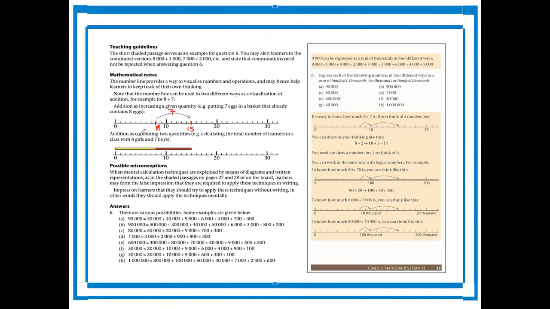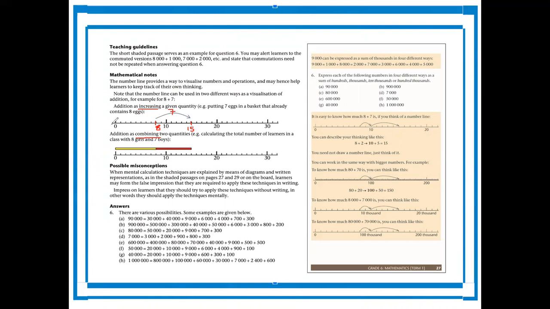Or addition can be looked at as combining two quantities. Example, calculating the total number of learners in a class with 8 girls and 7 boys. So this is the adding on example, increasing. And then this example over here, combining, is the summation that we were speaking about earlier.